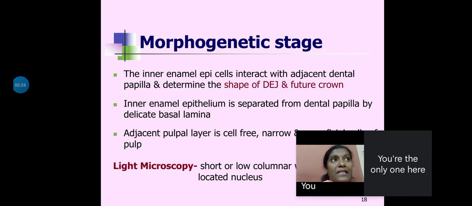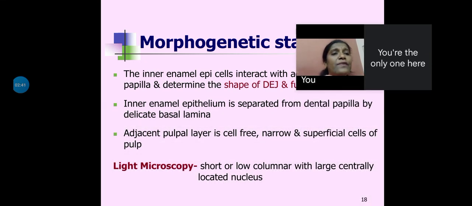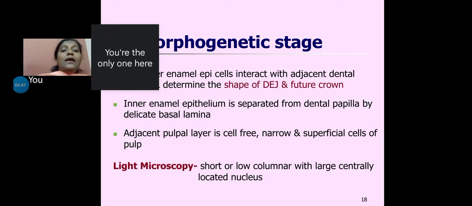Inner enamel epithelium is separated from the underlying dental papilla by a delicate basement membrane. Okay, adjacent pulpal layer is cell-free, narrow, and is filled with superficial cells of the pulp. Okay, so light microscopy, we will appreciate these cells.